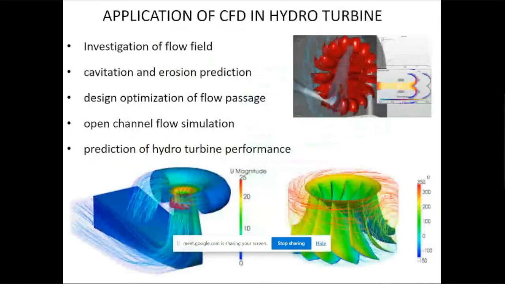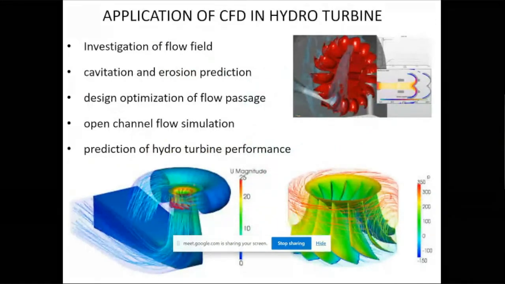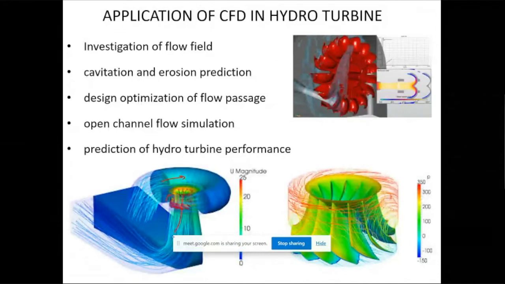Now, you can see some applications. This is the cut section of the Francis turbine, where this is the casing. The flow goes into the casing, and then goes inside through these guide vanes. Then it is the runner, and then ultimately it is drafted. So application-wise, we use CFD for investigation of the flow field. We can predict the erosion and cavitation.